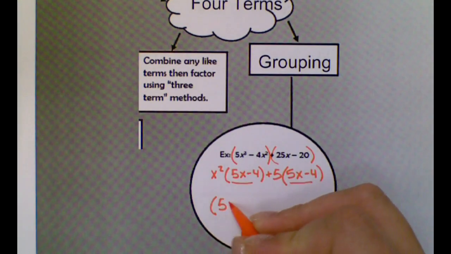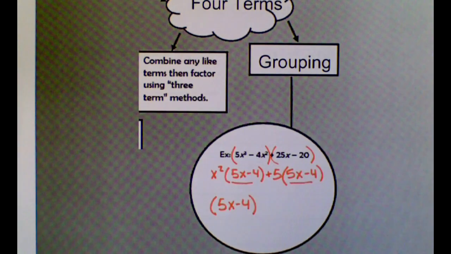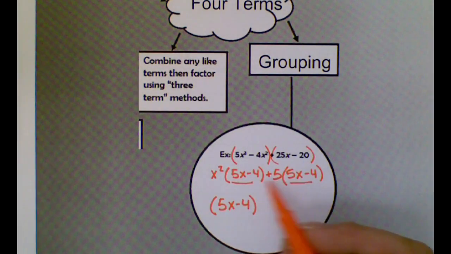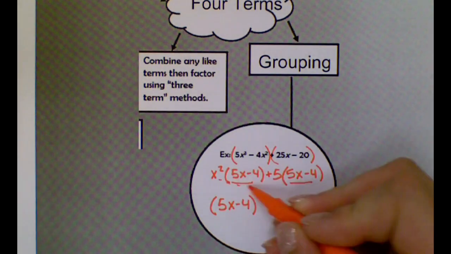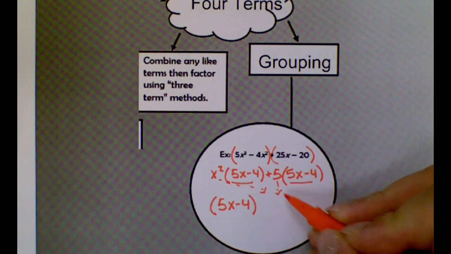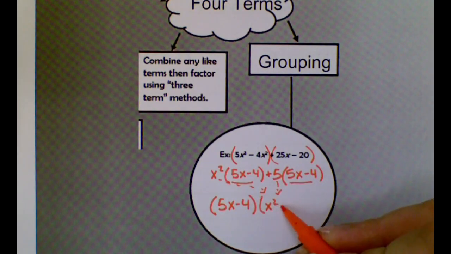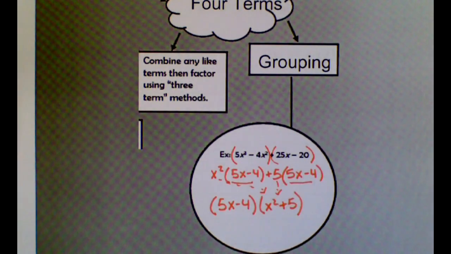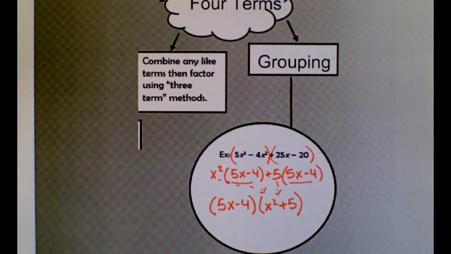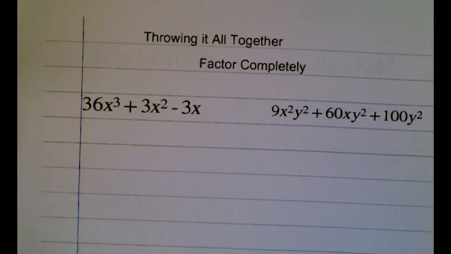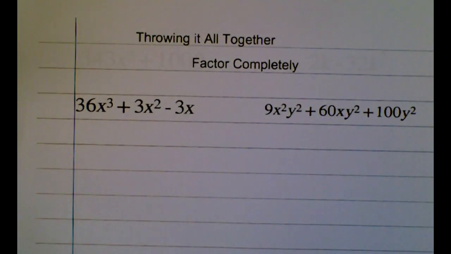So my first set of parentheses for my factored answer is 5x plus 4, because that's what I'm taking out of these. Then these leftover terms form the second factor, x squared plus 5. And there we have it. We can't factor any further. So let's throw everything all together. We are going to factor this completely.